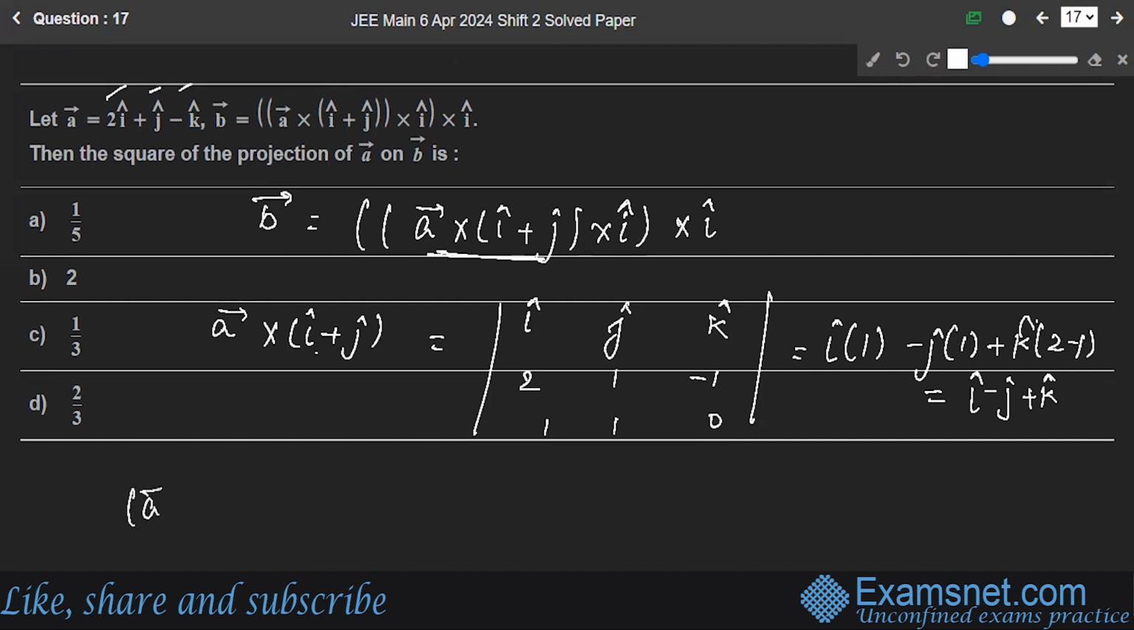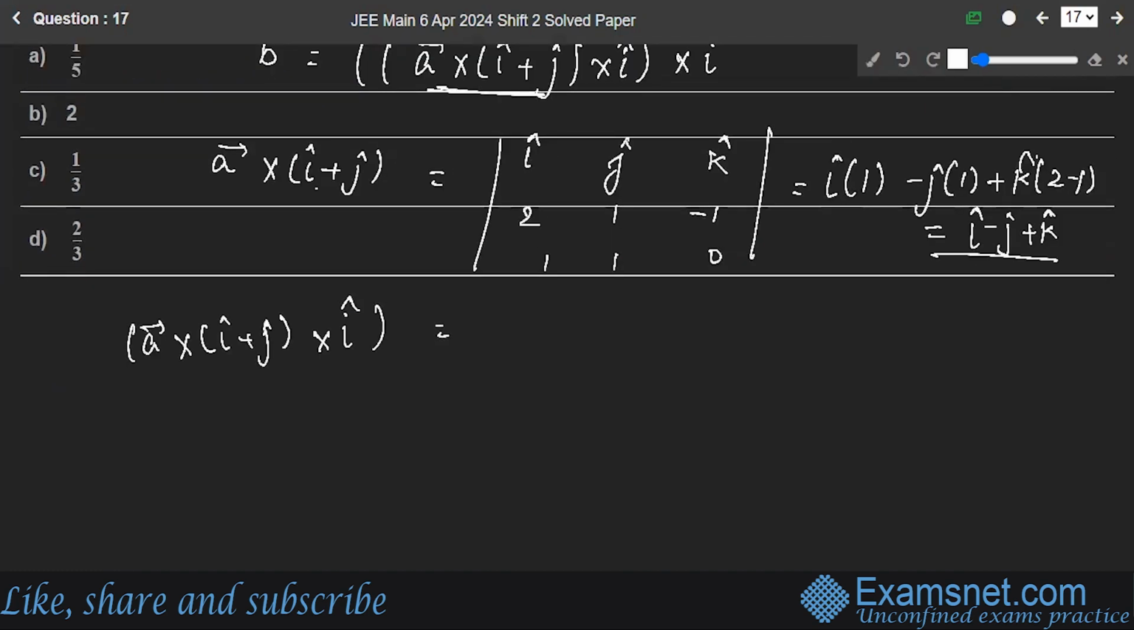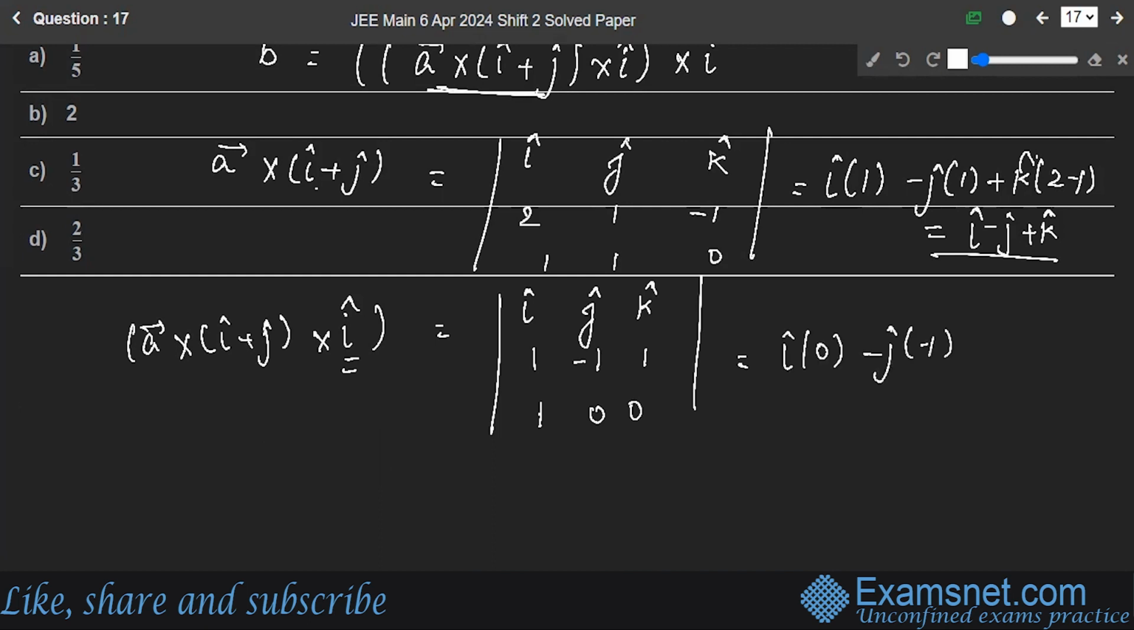So next one, you have this vector, A cross (I plus j) cross I vector, right? Now again the cross product, this was equal to I minus j plus k. So this is i j k. This is 1, minus 1 and 1. And this is I vector, so this is 1, 0, 0. This gives I 0 minus j minus 1, k and 1. That is j plus k vector, right?